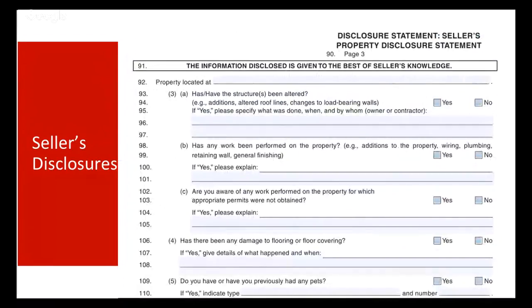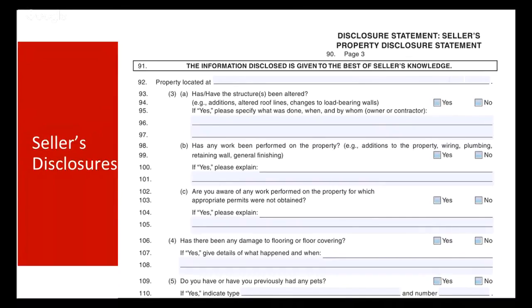Again, property address. Has the structure been altered? Has there been an addition? Have you altered roof lines for any reason? Have there been any changes to the load-bearing walls? Right? Have you done any remodeling or anything significantly to the structure?